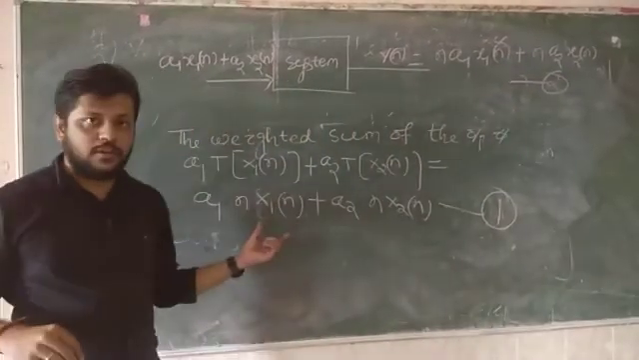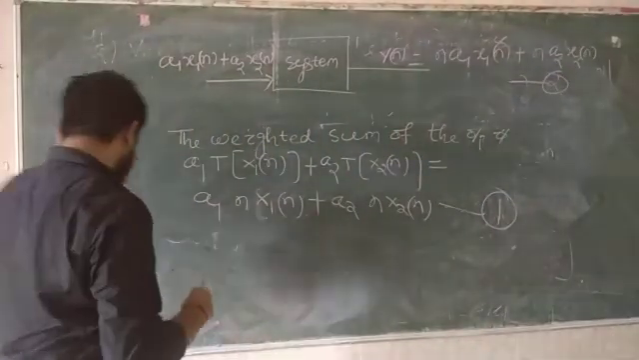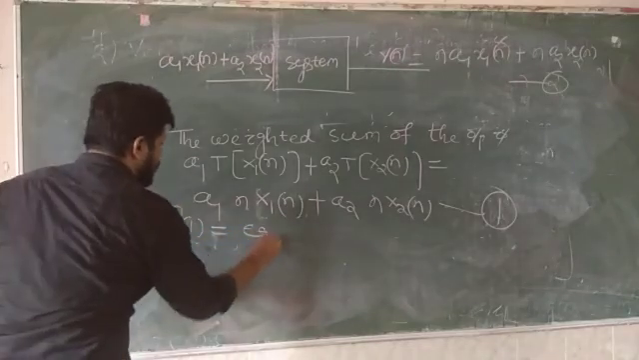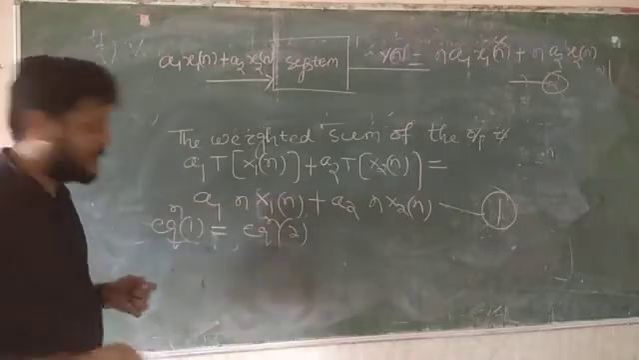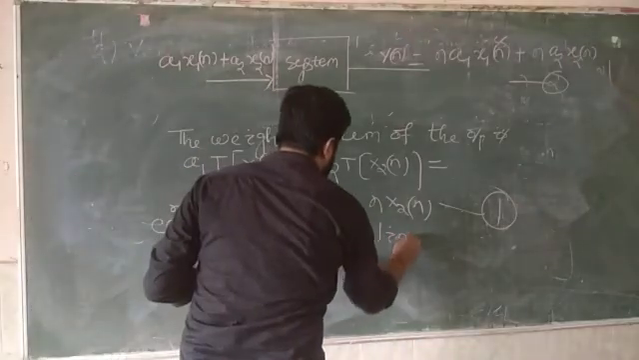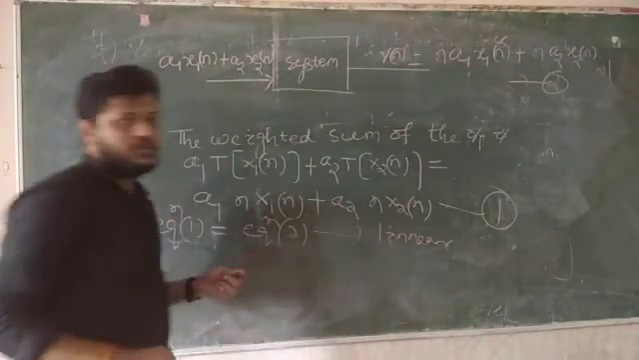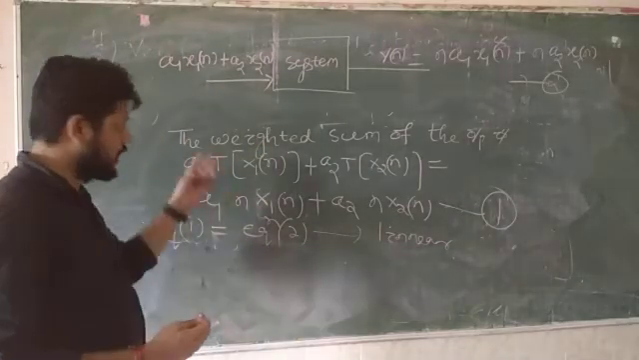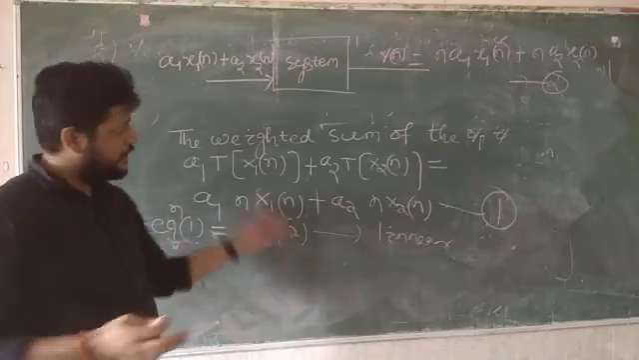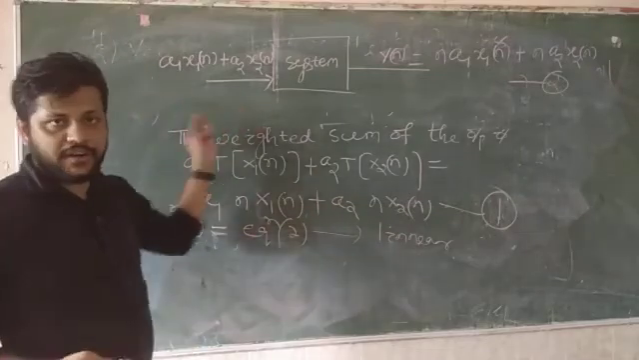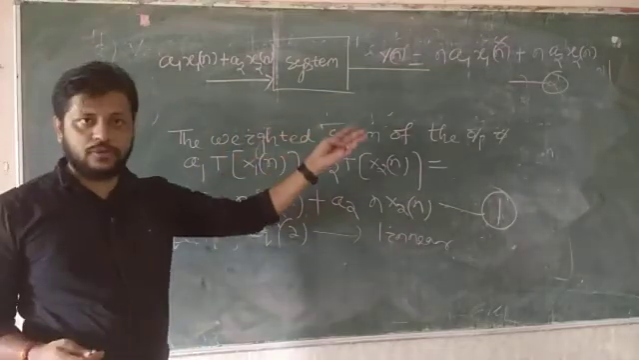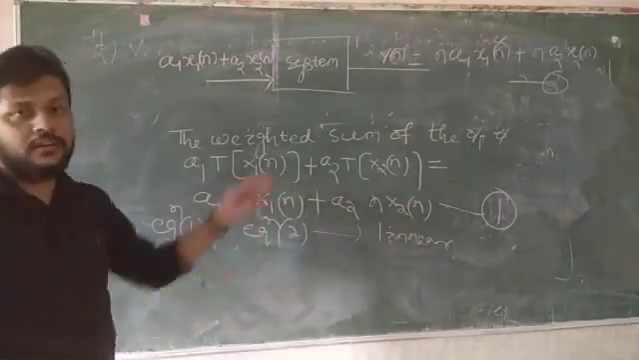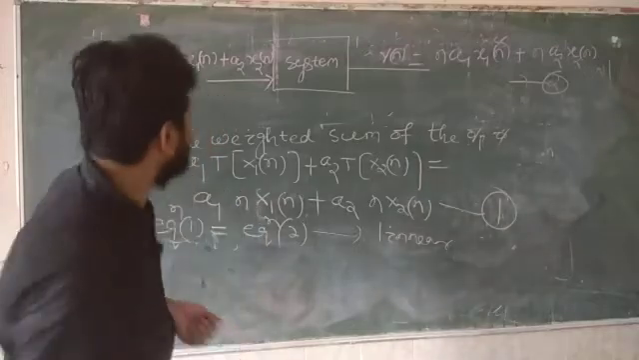So now we can verify that equation 1 must be equal to equation 2. Hence equation 1 is equal to equation 2, so this system is a linear system. When we apply the weighted sum at a time, first you consider the individual responses, and after getting them you just add, and this is equation 1. When I apply the weighted sum of inputs to the system, I get equation 2, and equation 1 and equation 2 are equal. Hence, it is proved that this is a linear system. So now one more question.